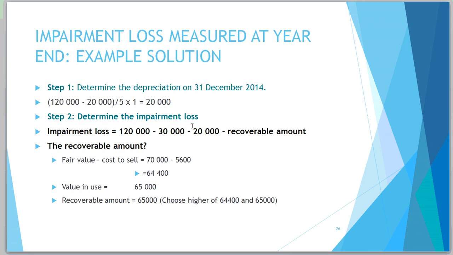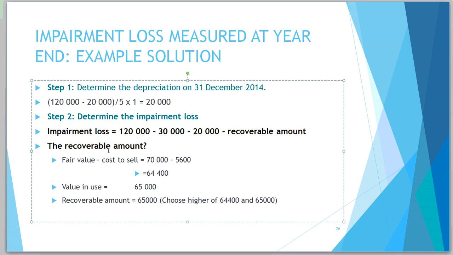There's a formula for impairment loss. It's my cost less my accumulated depreciation less my recoverable amount. So my recoverable amount will again be the higher of fair value less cost to sell or value in use. My fair value was 70,000, my cost to sell was 5,600. That gives me 6,400. The value in use is 6,500. I need to choose the higher one, which is the 6,500.